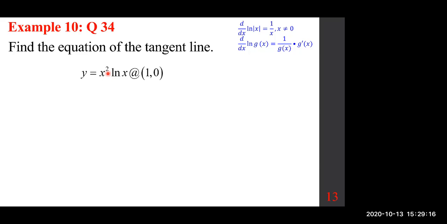To find the slope, we differentiate this using the product rule, which means the derivative of x squared, which is 2x, times ln x, plus the derivative of ln x, which is 1 over x times x squared. So 2x ln x doesn't change, but this one simplifies to x.